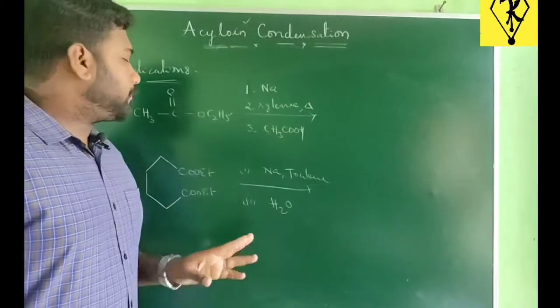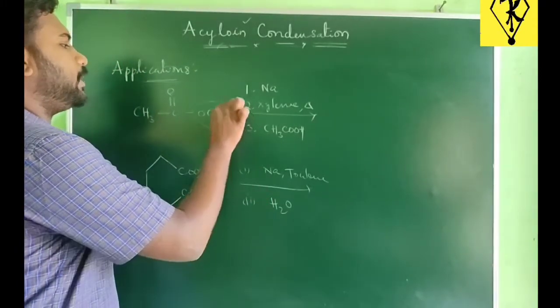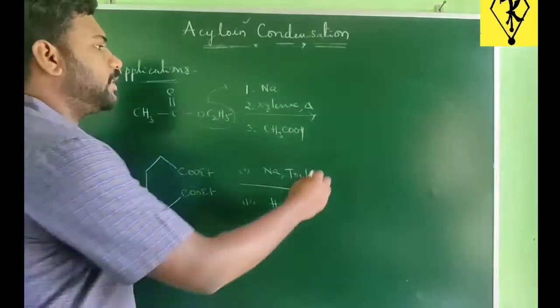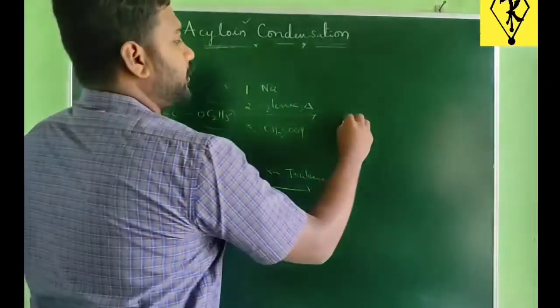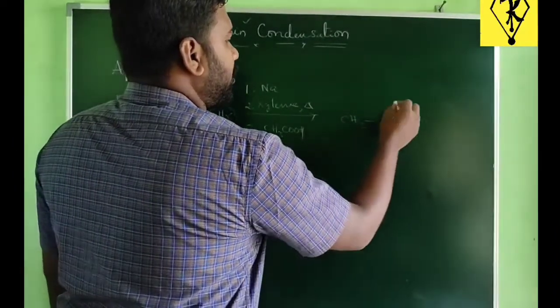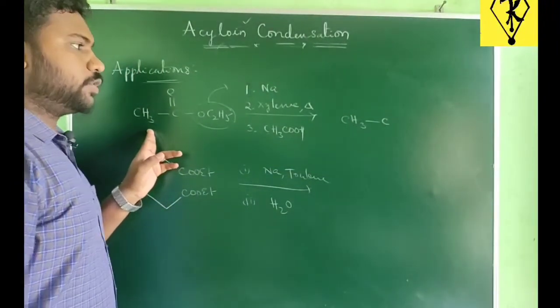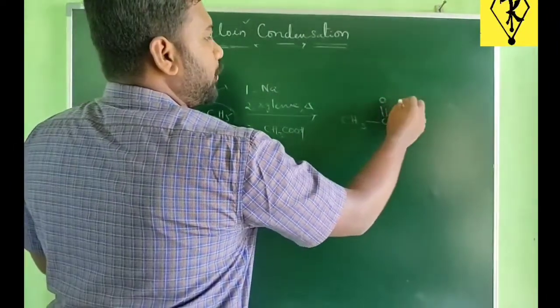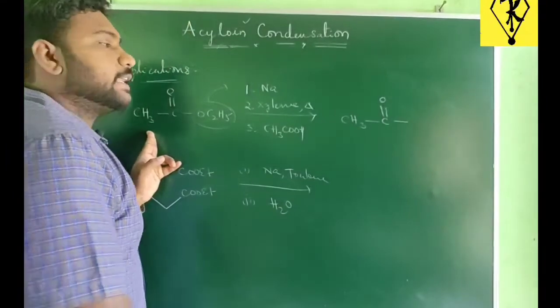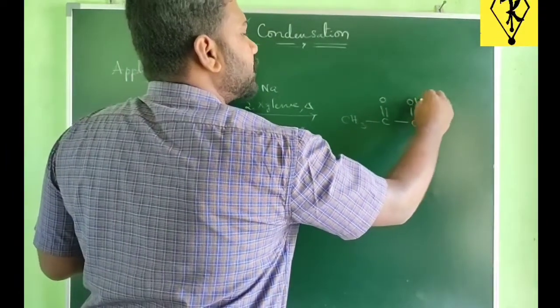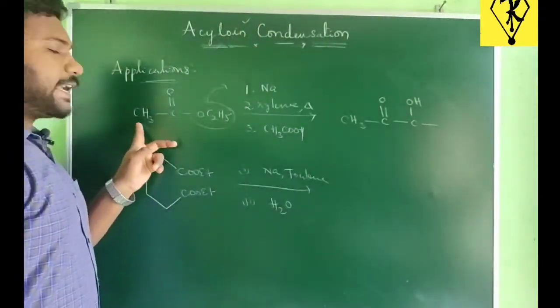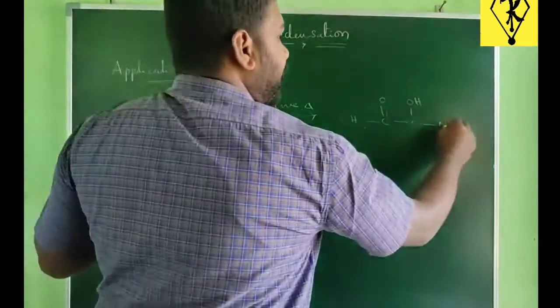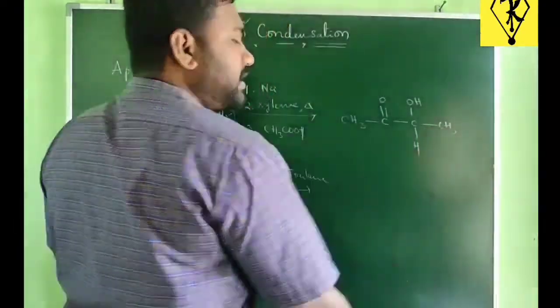We remember that this group will be eliminated in product. So what we are going to get? CH3. We require two molecules of this ester, we know that already. And one group will be C double bond O and another group will be OH. And next again CH3. Again CH3. So this is the product.